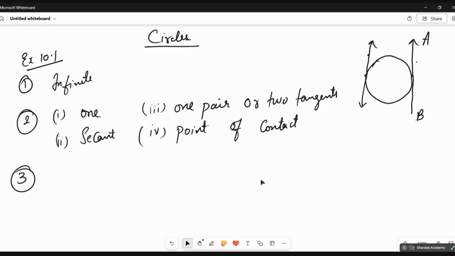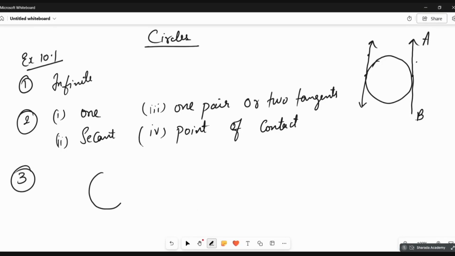Third question. A tangent PQ at a point P of a circle of radius 5 centimeter meets a line through the center O at point Q, so that OQ is 12 centimeter. Length of PQ? PQ is a tangent to the circle. Okay.